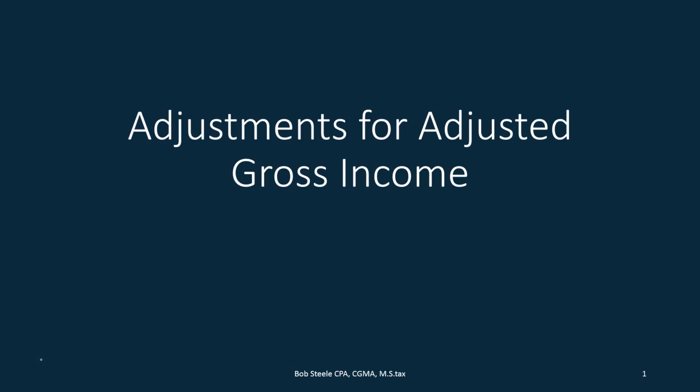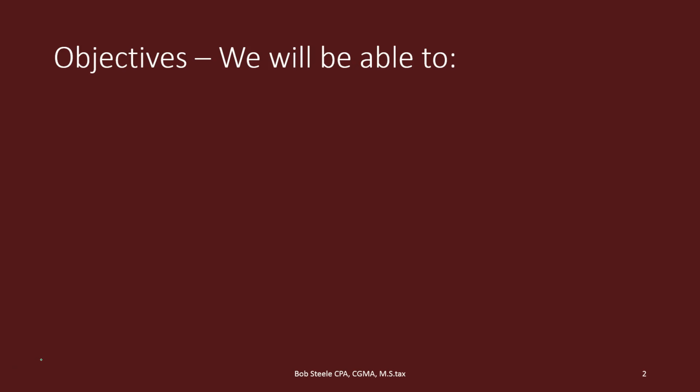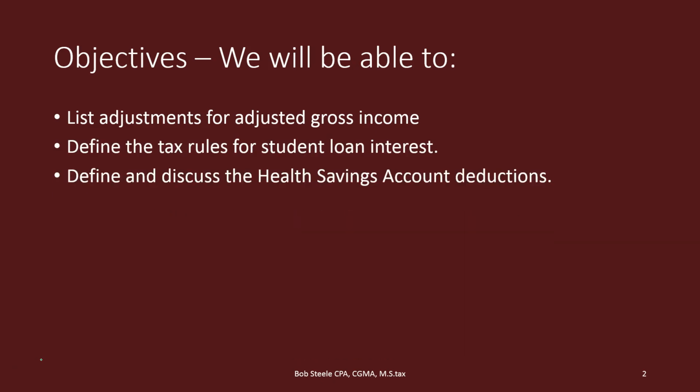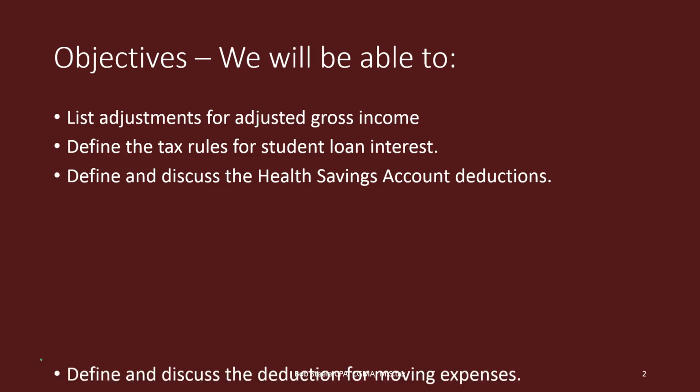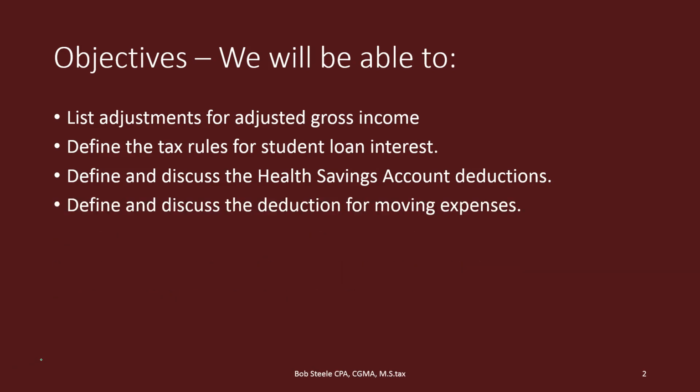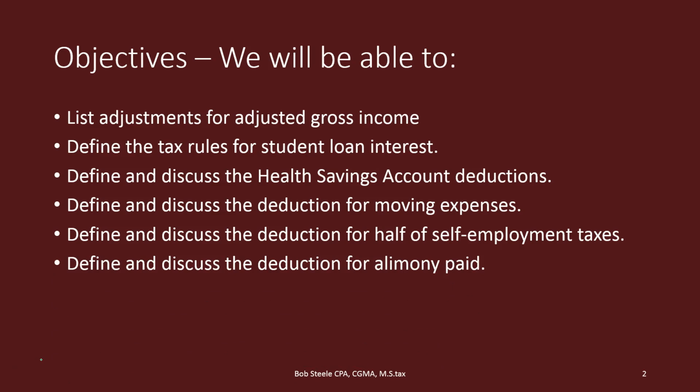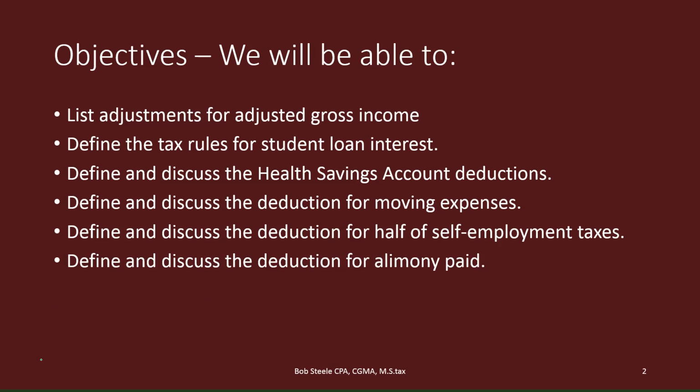In this video, we will be talking about adjustments for adjusted gross income. Our objectives will be, we will be able to list adjustments for adjusted gross income, define the tax rules for student loan interest, define and discuss the health savings account deductions, define and discuss the deduction for moving expenses, define and discuss the deduction for half of self-employment taxes, define and discuss the deduction for alimony paid.